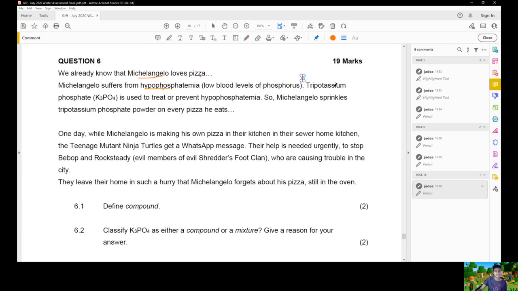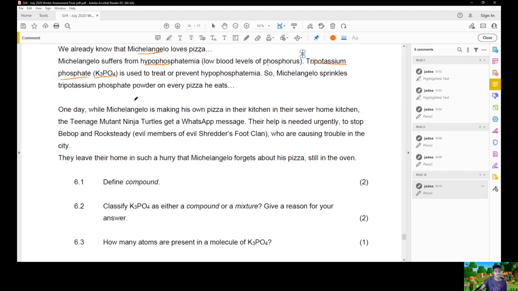Keep reading. Tripotassium phosphate, K3PO4. And that sounds a bit familiar. We've seen a formula like K3PO4 and phosphate, so I'm going to underline that. Tripotassium phosphate is used to treat or prevent hypophosphatemia. And we can see why. I mean, hypophosphatemia is low levels of phosphorus, and that has phosphorus in it. So Michelangelo sprinkles tripotassium phosphate powder on every pizza he eats.